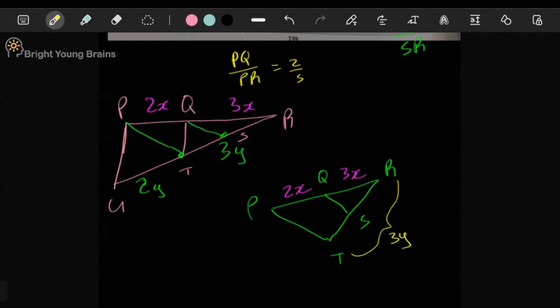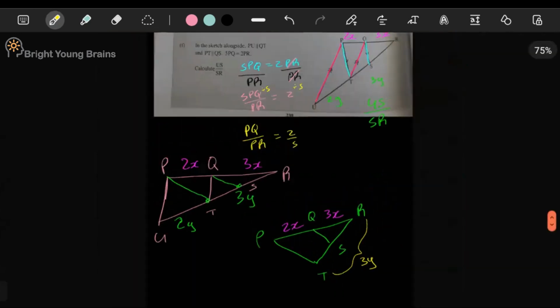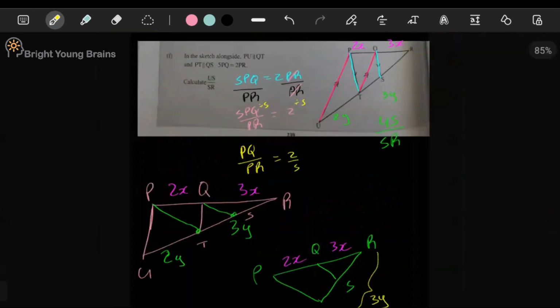Why is it 3? Shouldn't it be a 5? Because 2 plus 3 is 5. No, look, we wrote it out earlier, remember, before we drew these green lines. Remember, before we drew the green lines, we had this. Yeah, so the moment you put the green lines, it doesn't change anything. This is still 3y. Okay.